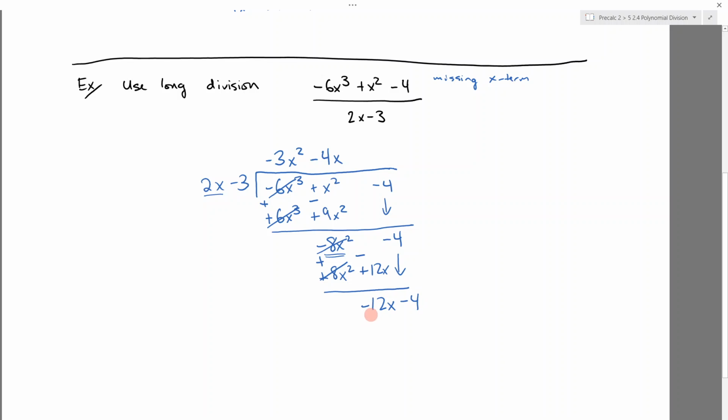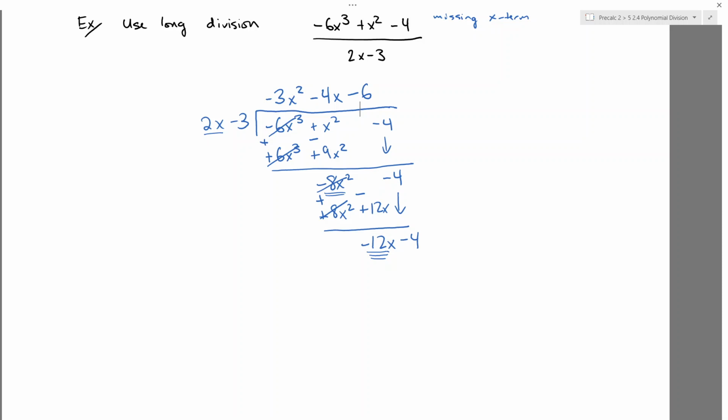And then I once again ask, what do I multiply to get this? So I have to multiply by minus 6. Minus 6 times 2x is negative 12x. Minus 6 times negative 3 is positive 18. Everything is subtracted again. Subtracting a negative becomes adding a positive. This cancels out. And then negative 4 minus 18 gives me a minus 22. So that's the remainder.